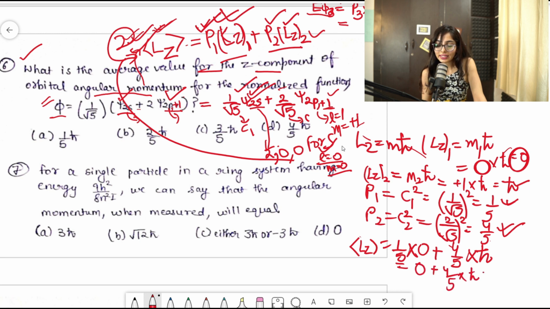So guys, can I say that the answer is 4 by 5 H cut? So can I say that this D option is correct? This D option is correct. So guys, can you see how easy this question is? And likewise only you can attempt all the questions of this superposition principle, right? So I don't think that now you will face any difficulty while solving superposition principle.